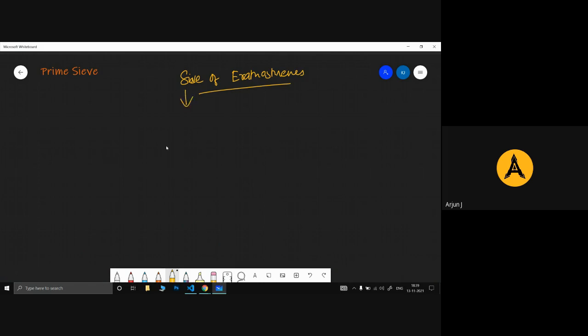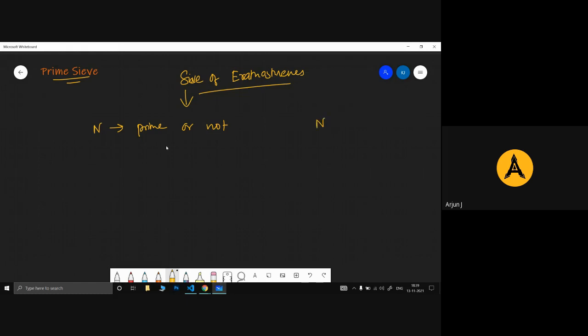So what does this word sieve mean? It is just like filtering. A sieve is obviously used to filter flour. We might have seen it in our houses. So this sieve is to filter prime numbers from the other numbers. So what is the problem over here? You need to find if some given number n is prime or not. Otherwise it is going to be a composite number.